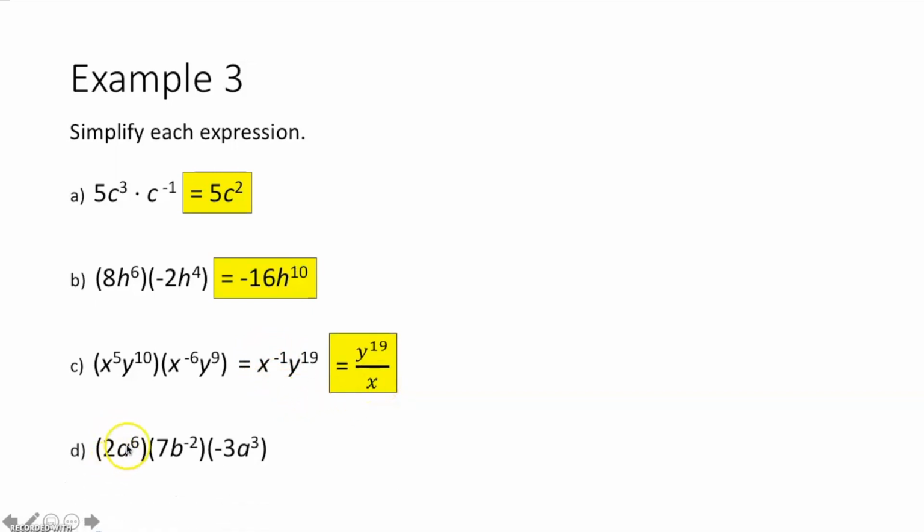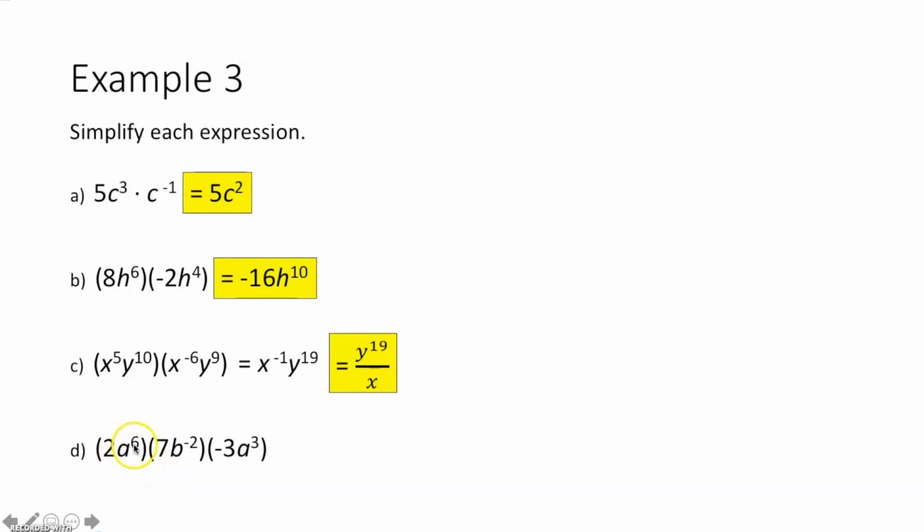Next, we have 2a to the 6th times 7b to the negative second times negative 3a to the third. So what we want to do here is multiply all the coefficients together, and then we'll multiply the variables together. So 2 times 7 is going to give us 14, and then 14 times negative 3 is going to be negative 42.